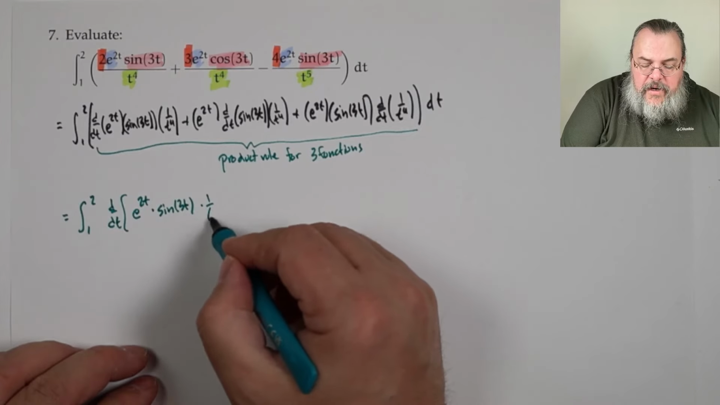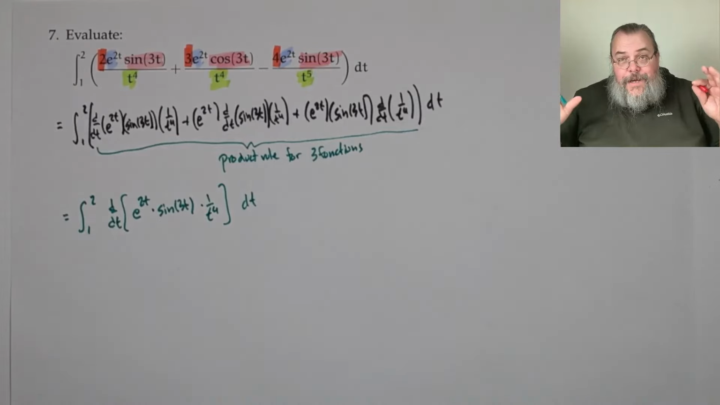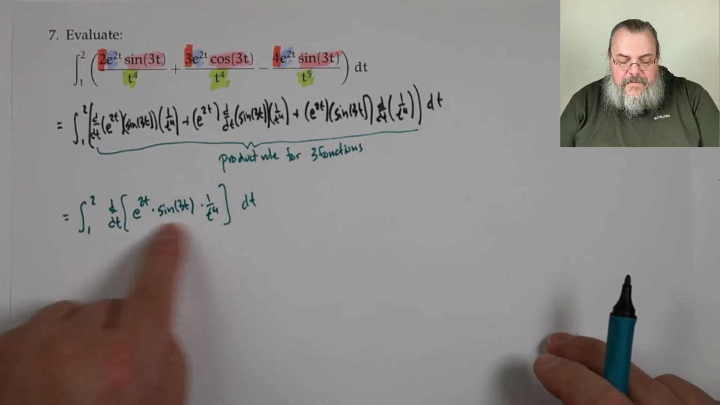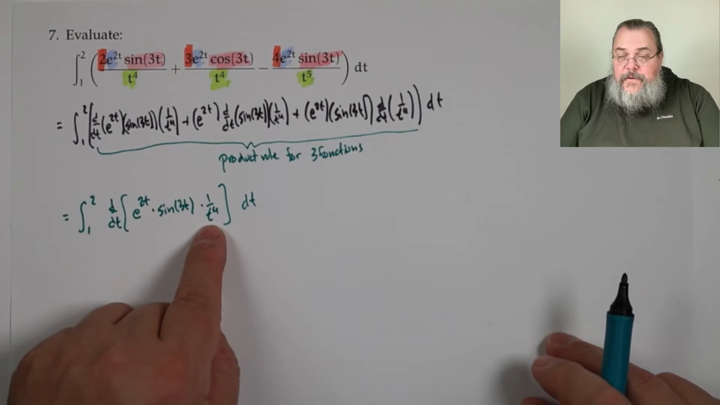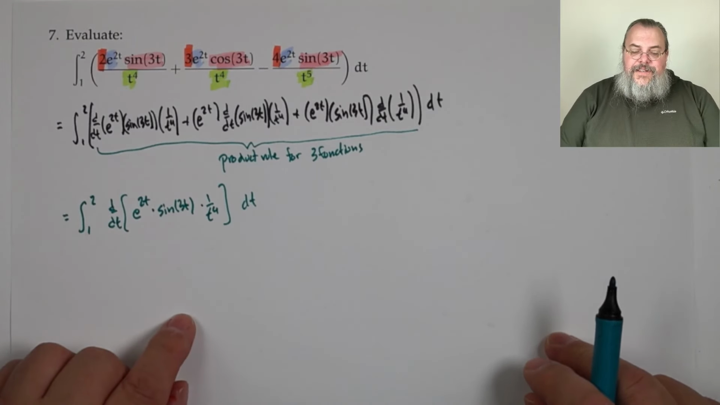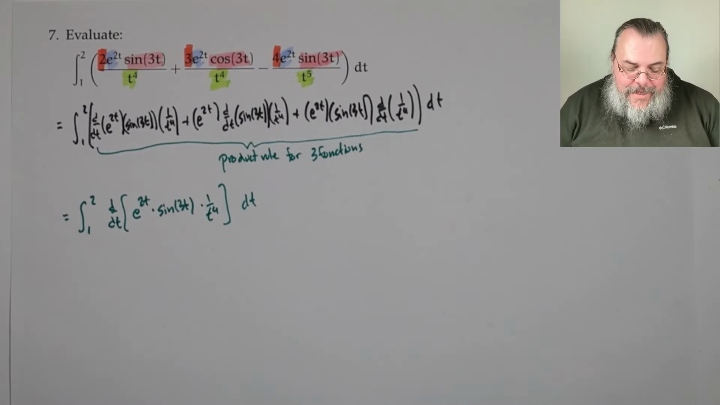Because remember, how does the product rule for functions work? Well, what it says is everybody gets a turn. So you take the derivative of the first, leave the rest alone. Take the derivative of the second, leave the rest alone. Take the derivative of the third, leave the rest alone. And now you're like, oh, well, what does this become?